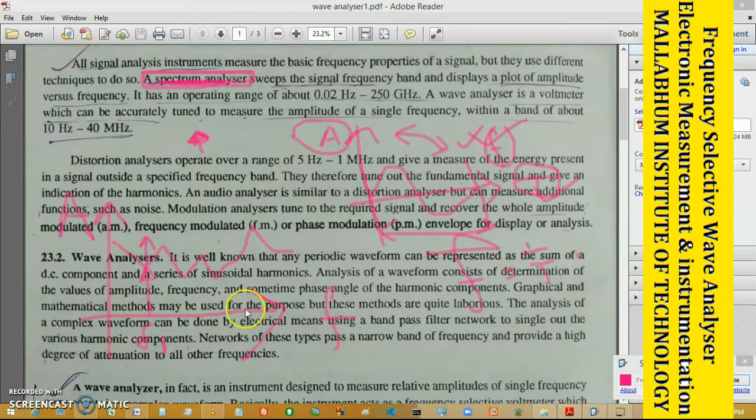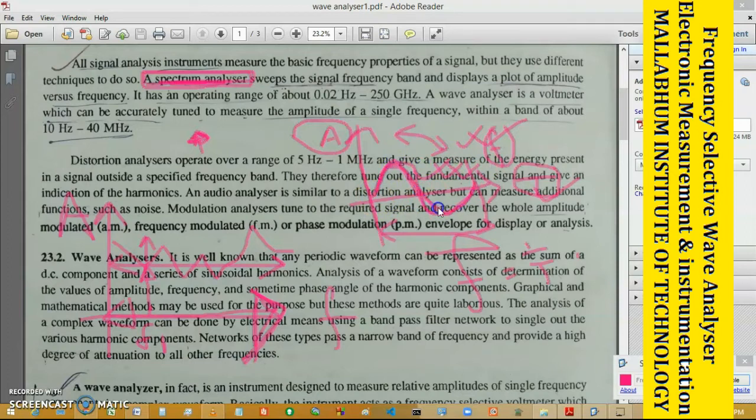Now in the case of the spectrum analyzer, we are plotting a range of frequency and a range of amplitude. That is written here: the spectrum analyzer sweeps the signal frequency band and displays the plot of amplitude. That means it plots the band of frequencies present within a signal. We are considering here the practical signal. We are not considering the lab generated signal that is composed of only a single frequency, like this signal, which is a single frequency component, pure signal.